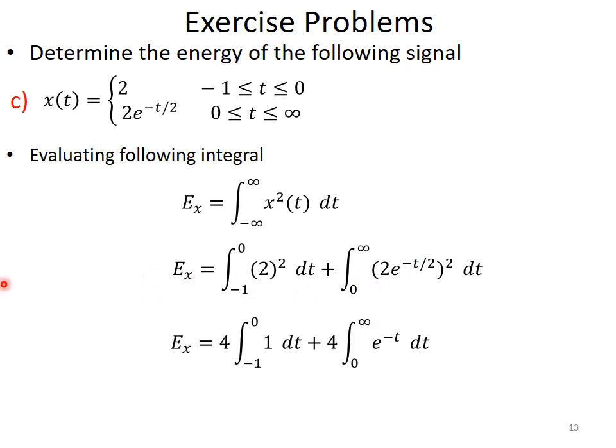Now solving it further, 2 square would be 4, and it is a constant, so it would be taken out of the integral. Similarly, 4 from here would also be taken out from the integral. Now evaluating it further, you will get energy equal to 8 units.